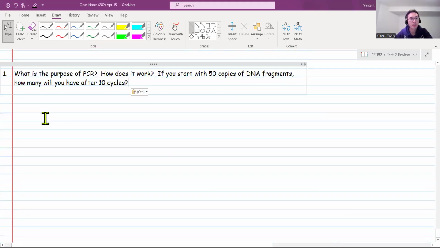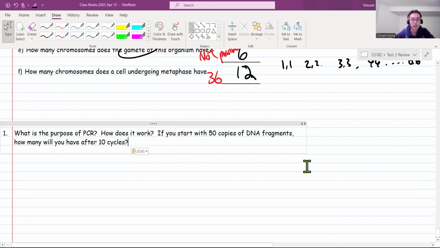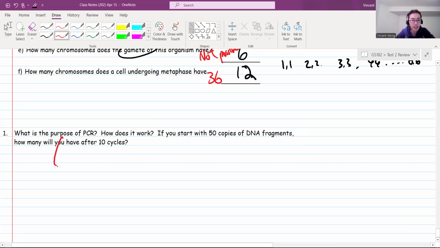What is the purpose of PCR? Okay, purpose of PCR is to clone DNA segments, make many copies of them. How does it work? I actually don't have a question on how it works, okay? So never mind how it works.